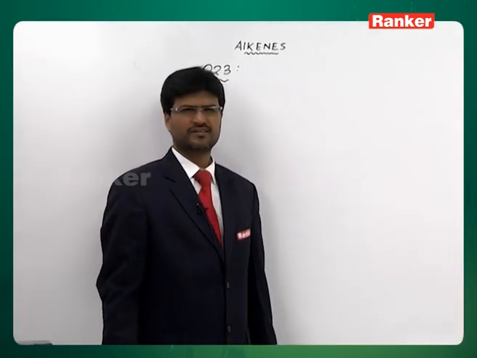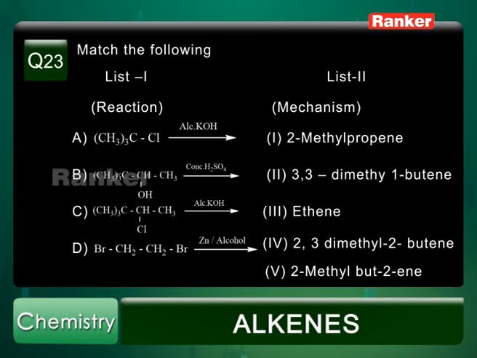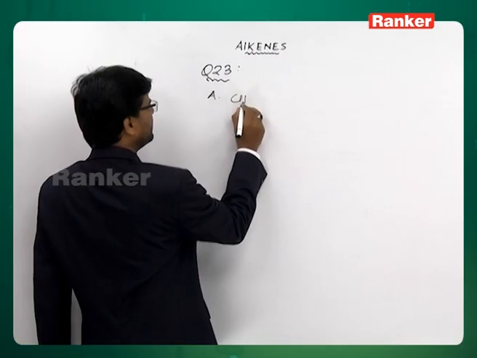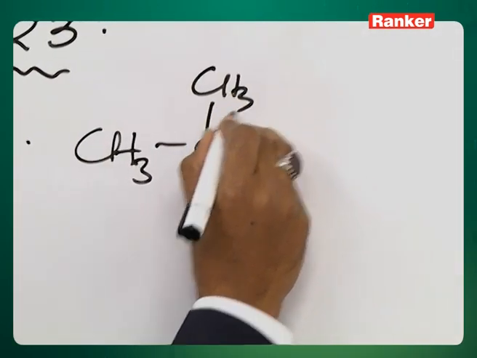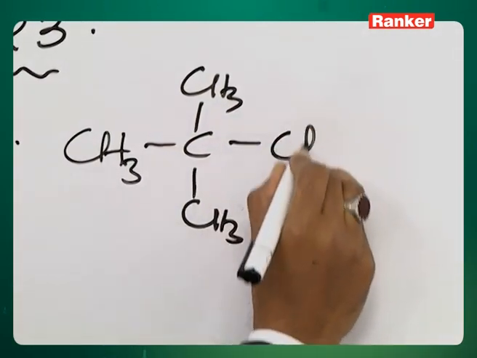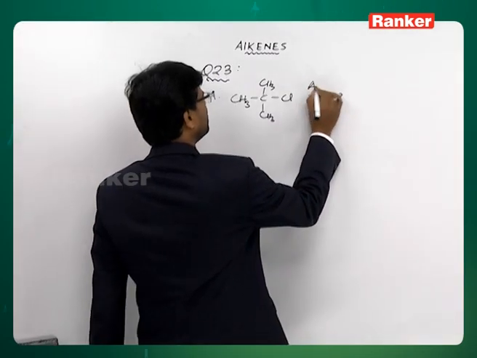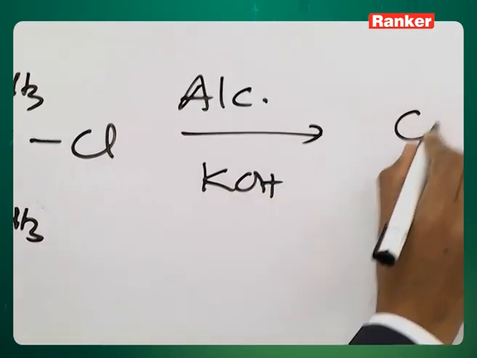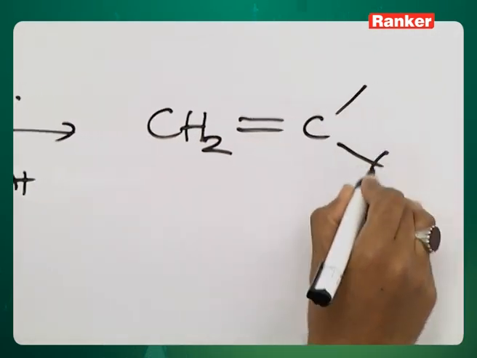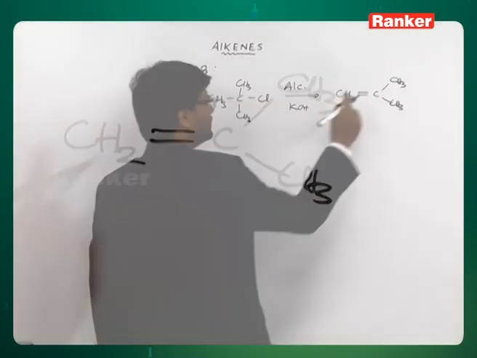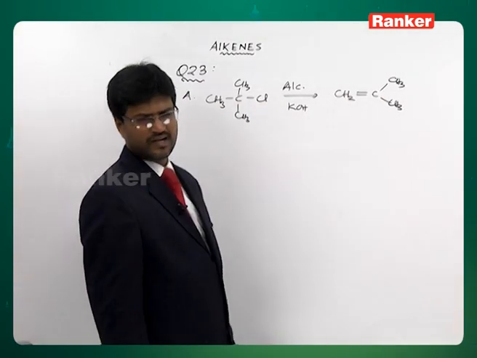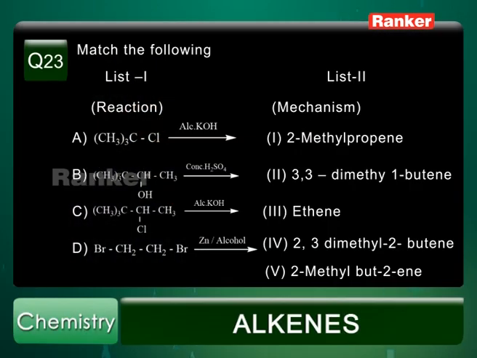Question number 23. Reactions are given in list 1 and you have to match them with the product given in list 2. A is (CH3)3CCl, and what is being done is it is being treated with alcoholic KOH. When you treat it with alcoholic KOH, you end up with the dehydrohalogenated product, and this is isobutene or 2-methylpropene. So, it should be matched with first option.